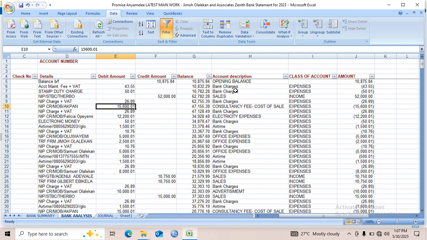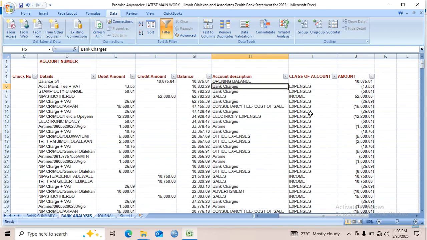So when you are recording your account description, you see, oh, VAT is 43.55. So, oh, this is a bank charge. Bank charges are normally expenses. The stamp duty is a bank charge, an expense. Sales is an income under the five classes of accounts. When you purchase assets for the business, we classify it as an asset.